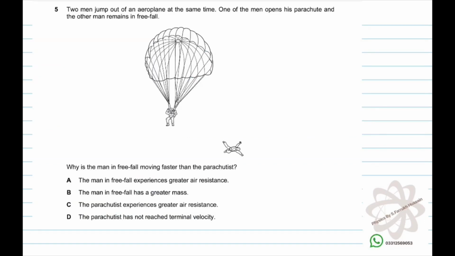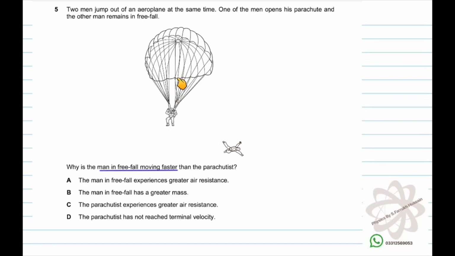In this question it's written 2 men jump out of an aeroplane at the same time. One of the men opens his parachute and the other man remains in free fall. Now one of the men has opened his parachute. A parachute actually increases air resistance, because the more area of the body is in contact with air, the more air resistance acts on the object. It's written, why is the man in free fall moving faster than the parachutist? Now in the data it is given the man in free fall is moving faster.